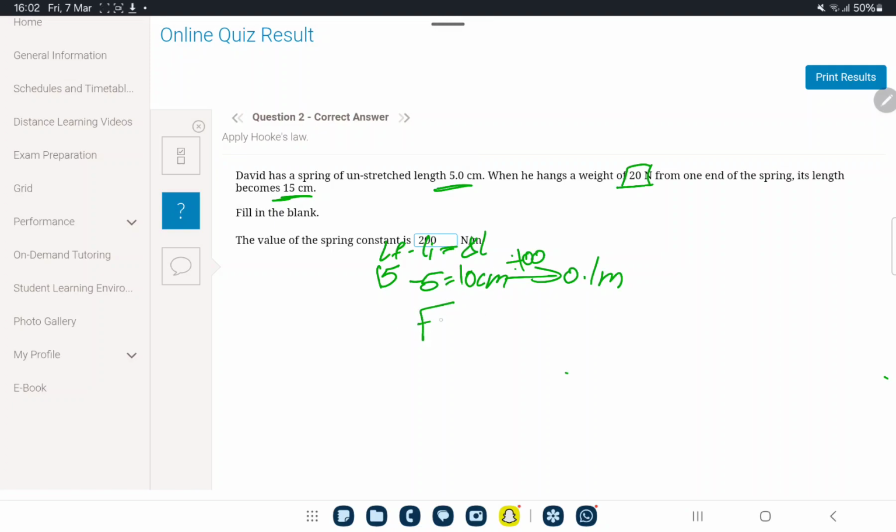So we do F equals delta L K. They want the spring constant. Delta L is 0.1, the F is 20, and K we're going to call X. 20 over 0.1 equals X, and you get 200 equals X.